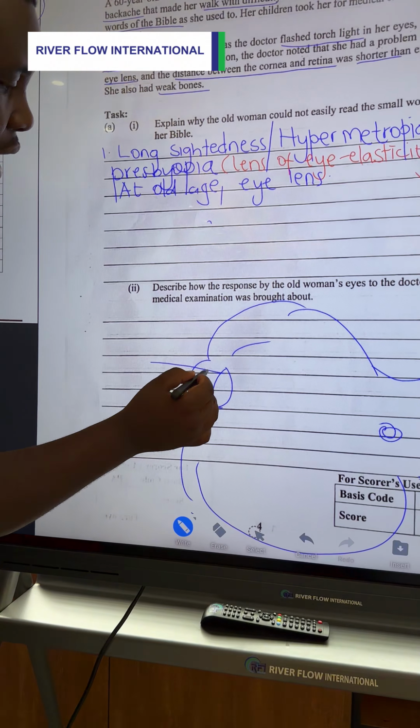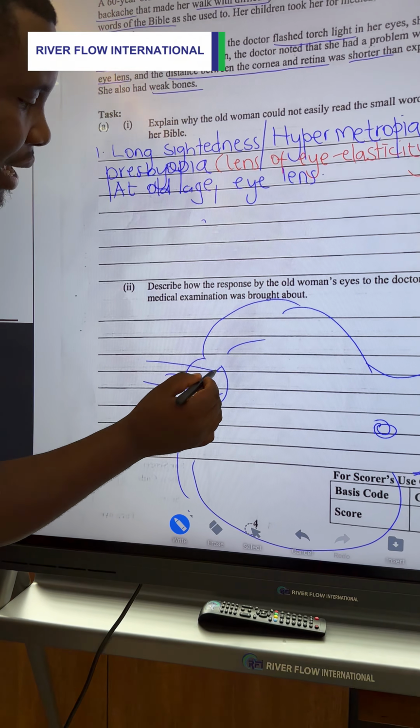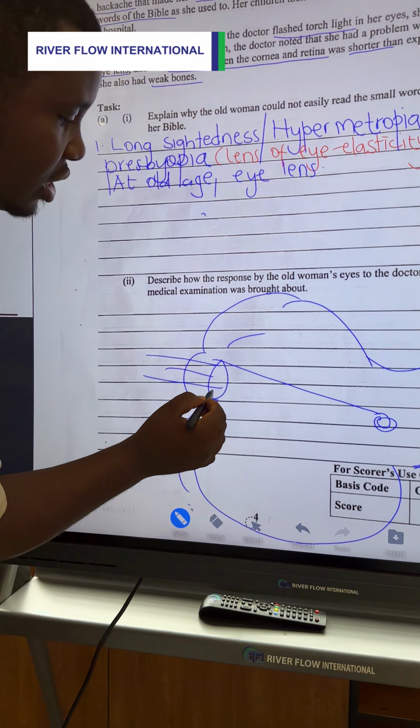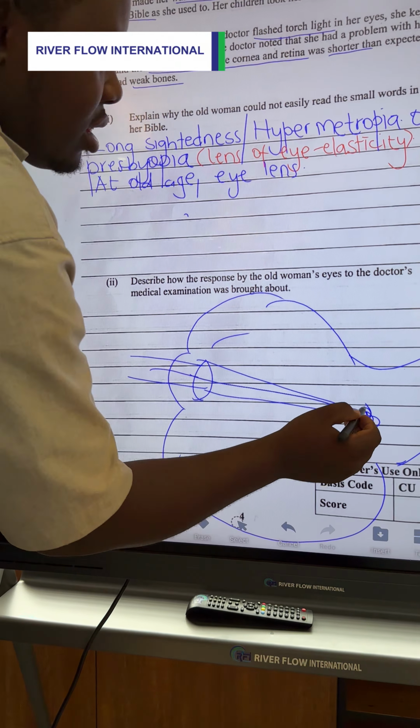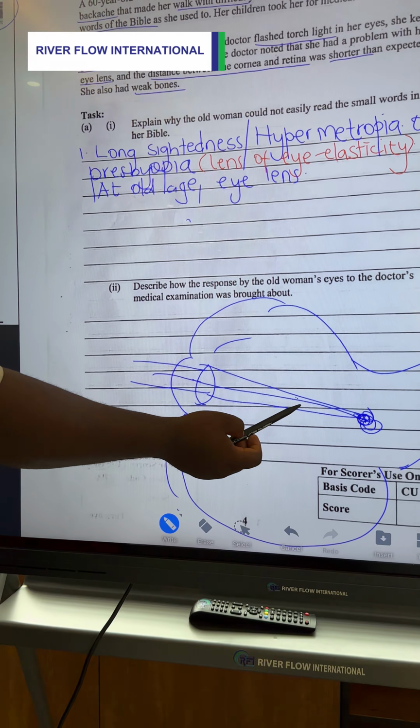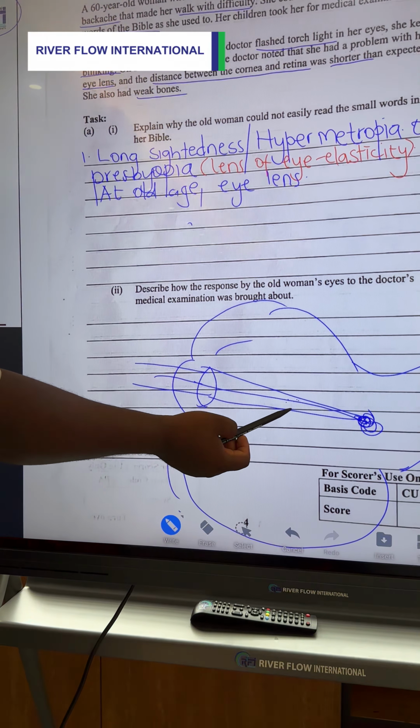Remember, we have a retina. When light rays come and hit, the lens is supposed to converge them to form the image exactly at the retina. Now, it is different in long-sightedness here.